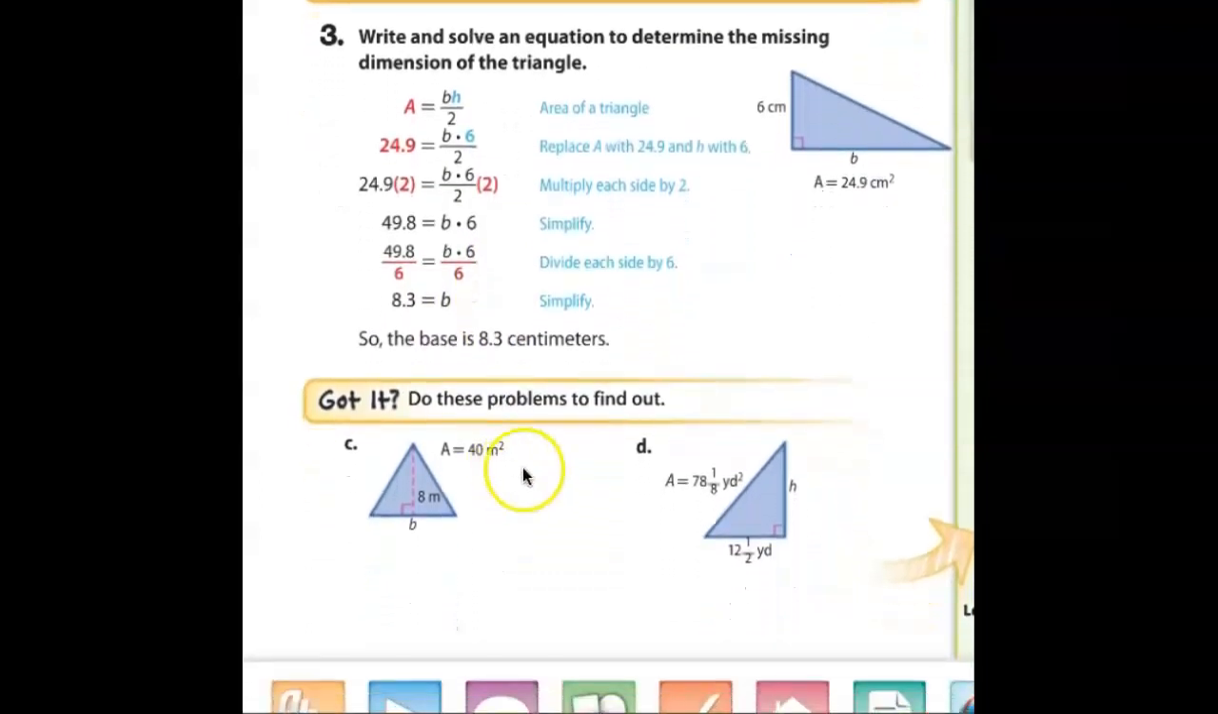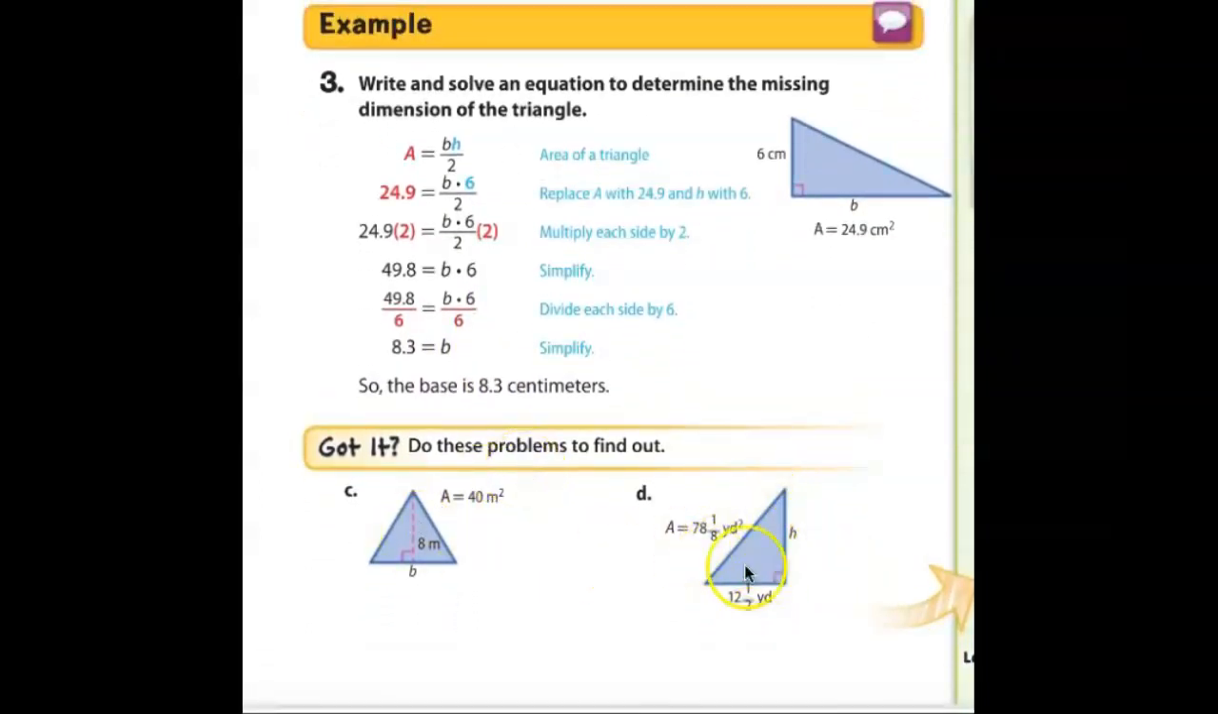Okay. We're going to do one of these problems down here, and I'm going to go ahead and choose the more challenging one, which is the fraction one, because we tend to struggle with fractions. Now, we are given the area, and that area is 78 1/8 square yards. That's going to be equal to 1/2 base times height, and the base is 12.